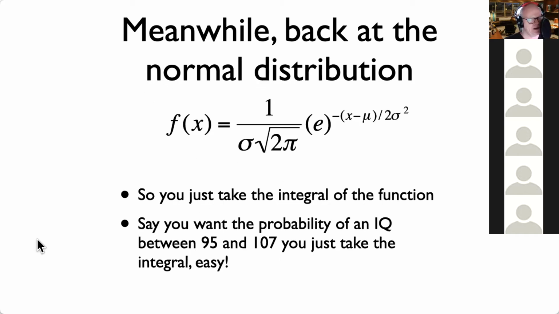So say you want the probability of somebody having an IQ between 95 and 107. Why would you want that? Because you're doing a statistics problem. No one ever asks questions like this in the real world, but they come up all the time. And in stats questions, between 95 and 107, just take the integral. It's easy. It's actually not easy.